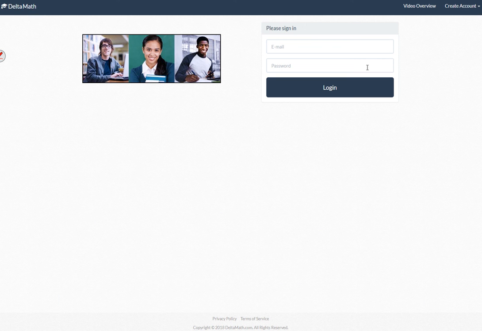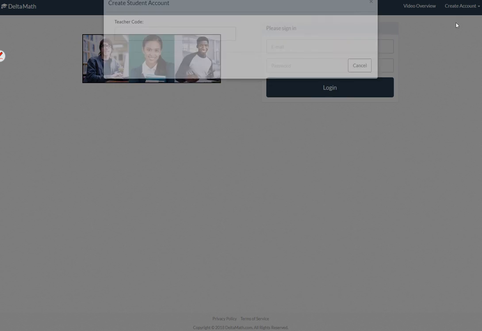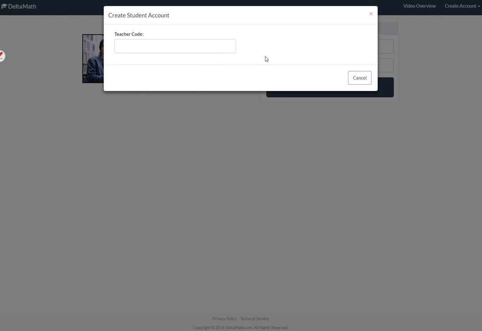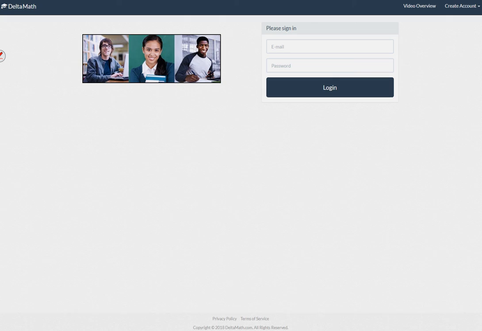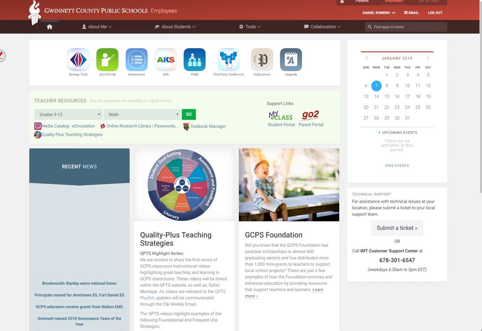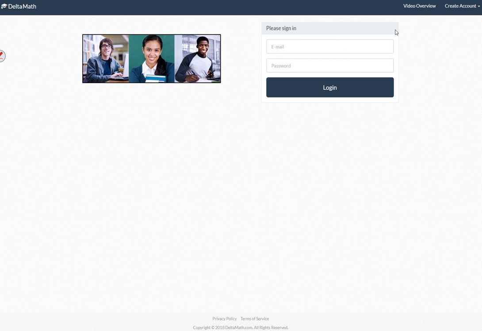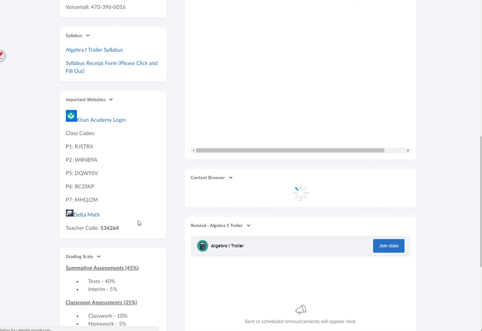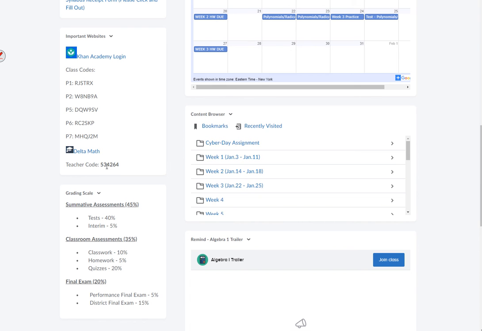And when you click on Delta Math, go to Create Account and click on Student. Most of the stuff it's going to ask you for is stuff like what email you want to use and what your password is, you pick all that. The only thing is when you click Student, it's going to ask you for a teacher code. That's the first thing it asks you for. So you have to get my teacher code. Please also make sure that you're signing up for the correct period. If not, you're not going to see the correct assignments. My teacher code is 534264 on Delta Math.